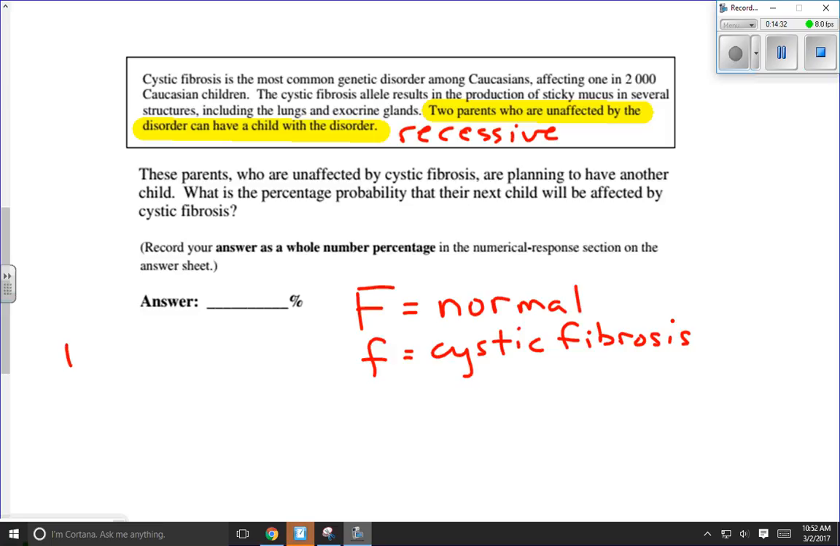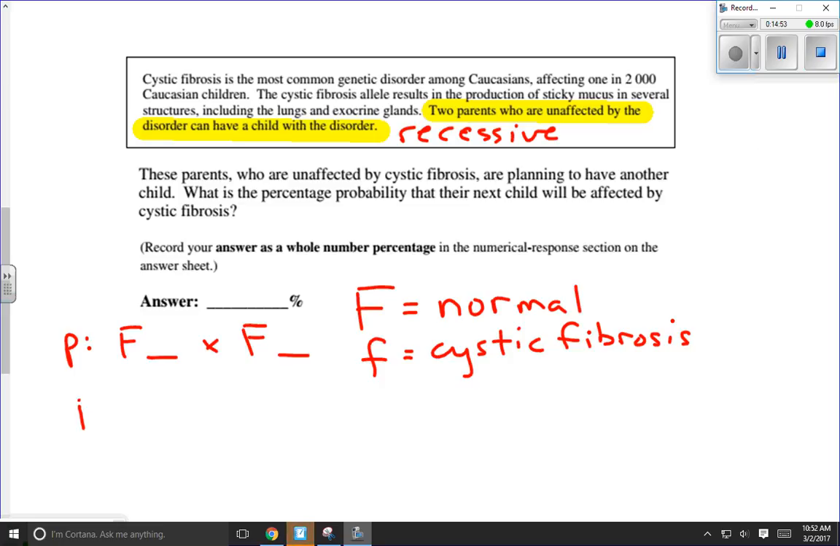We have a P generation where the parents who are unaffected by the disorder have a child with the disorder. Well, if the parents are unaffected by the disorder, they must have a big F something. Could be another big F, could be a little f. That's one parent. The other parent, same thing, big F with something. We don't know what that is. Could be a big F or could be a little f.